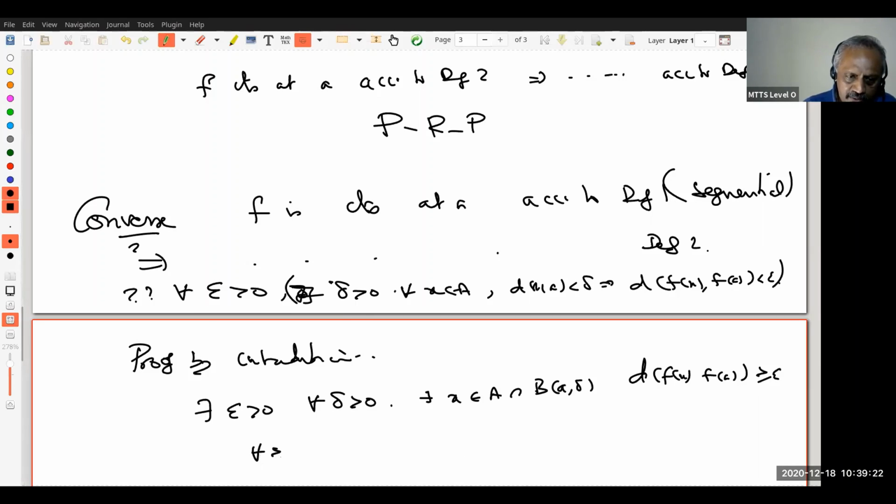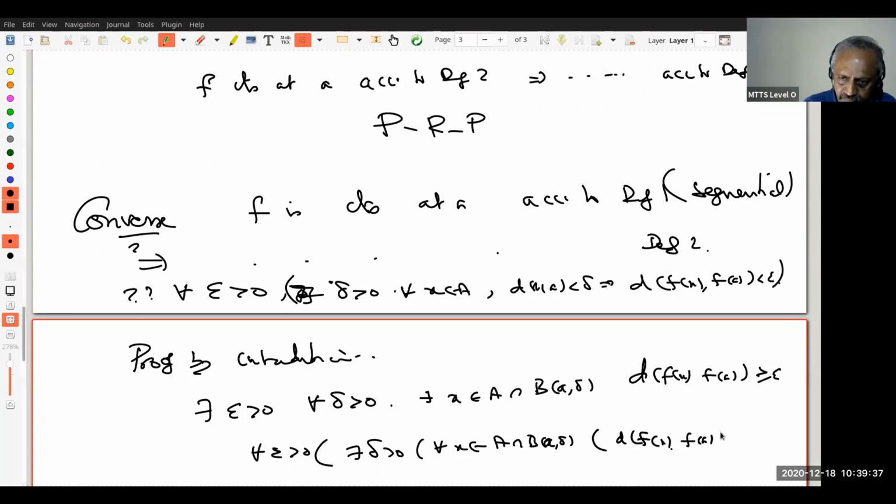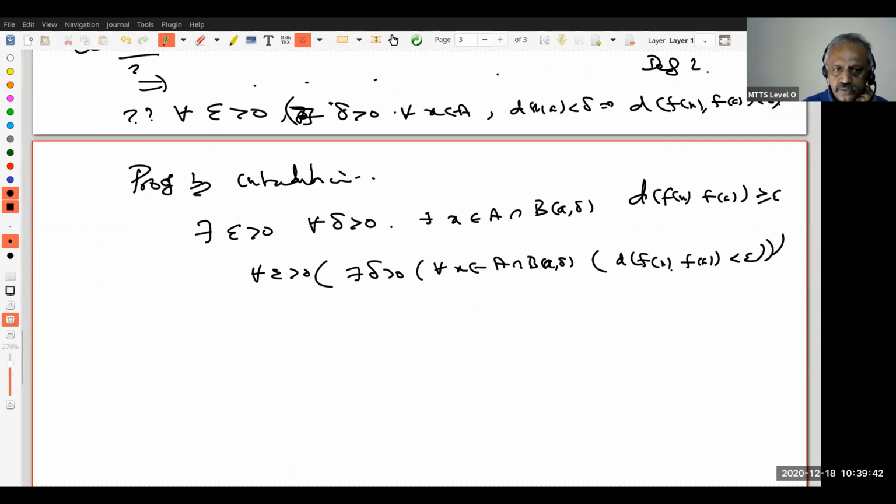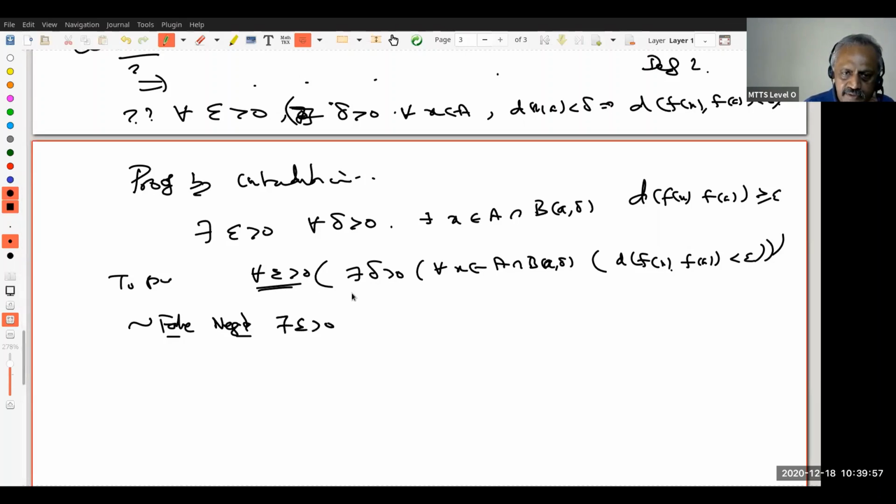So for every epsilon positive, something happens. There exists a delta positive so that for every x in A intersection B(a, delta), the distance between f(x) and f(a) is less than epsilon. So this is the statement I want to prove. If it is false, that is, you are negating. When you want to negate, what do you do? You start with this. For every epsilon, something must be true. That is false. That means there exists some epsilon for which this is false.